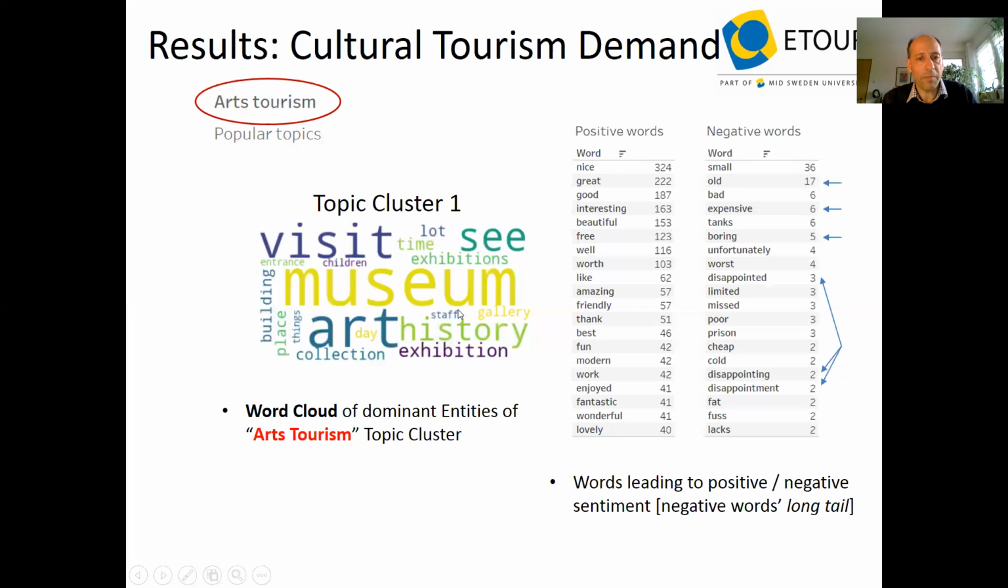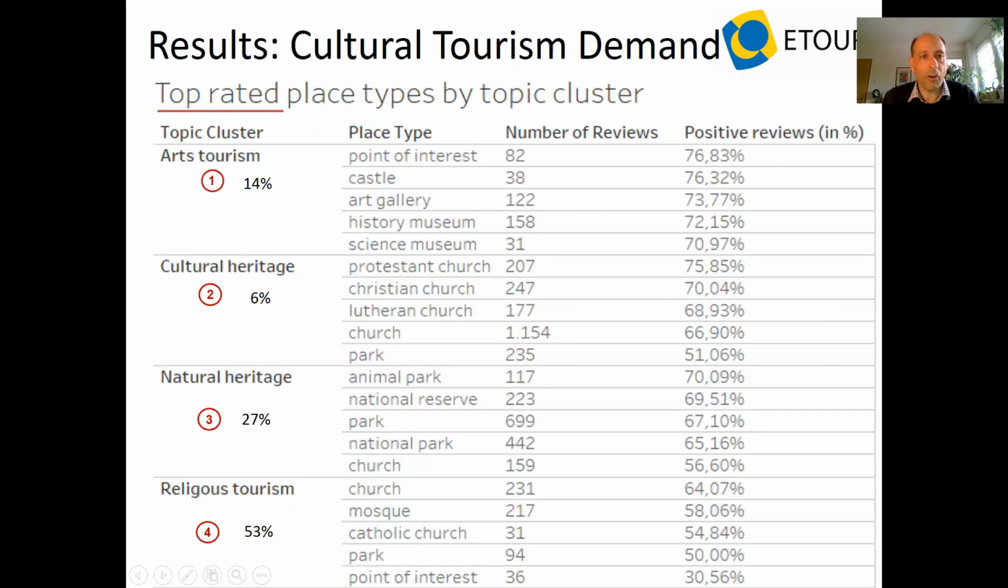So we can learn from the most important words used to describe this cultural tourism's area by the visitors, and most important also the positive and negative words attached to this topic. If this is done for all cultural tourism areas, we see that the arts tourism and the cultural heritage area, although being small by size, ranks way more positive in evaluative terms than the natural heritage tourism and the religious tourism.